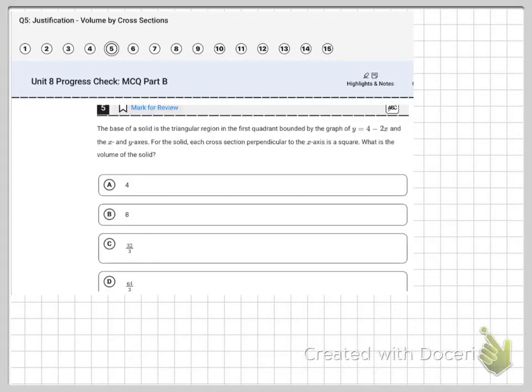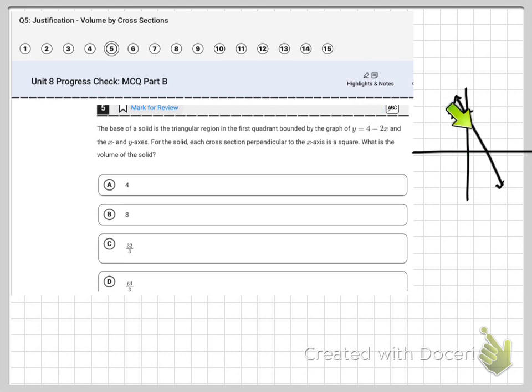Volumes using cross sections. Okay, the base of the solid is a triangular region in the first quadrant, and is bound by this graph and the x and y axis. So let's draw a picture really quick. I got my function right there.